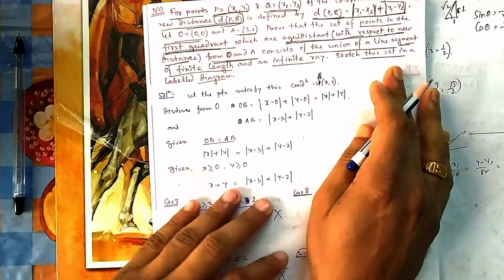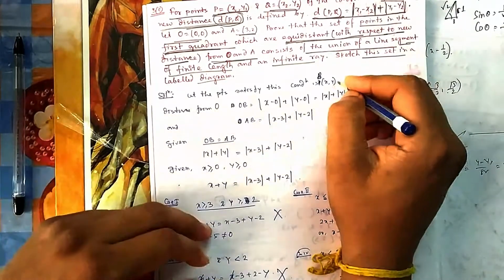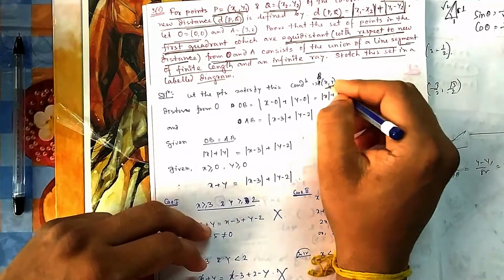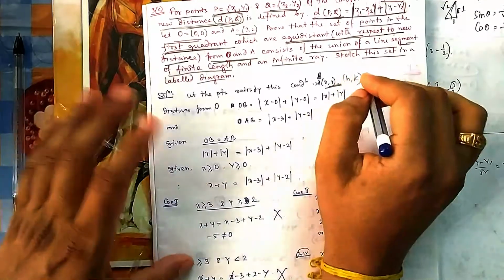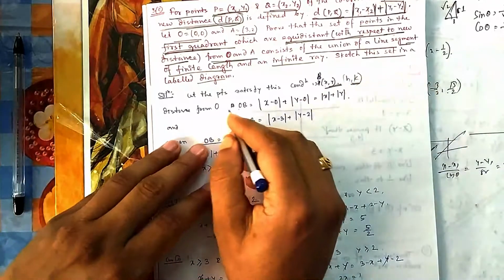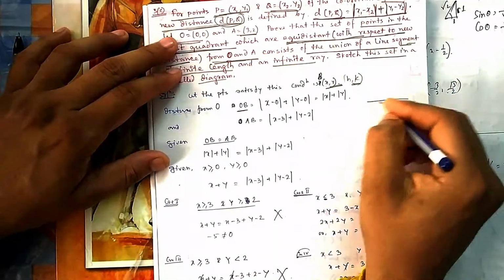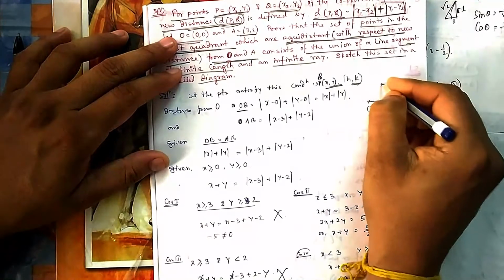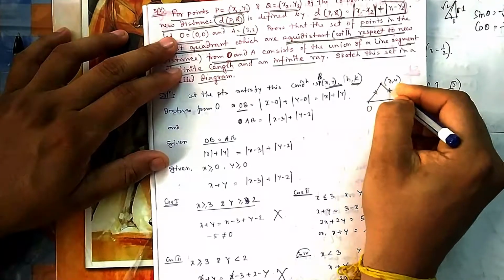Okay. If you want to find the locus of a point, you take that point as hk or xy, whatever. I prefer to take hk. Here I have taken xy, but don't worry, it will be the same. This same point, you have to find the distance from O and from A, because it should be at the same distance. This is O, suppose this is A.